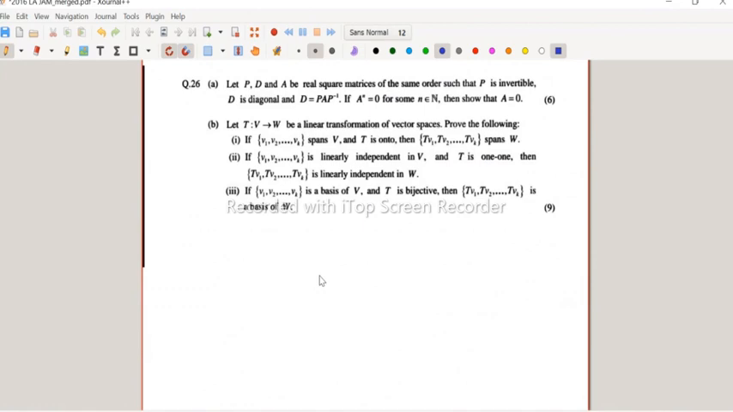Okay, again we have to discuss some relations. We have to discuss diagonal matrices and related things. So we will come to this problem later. We have to study what is diagonalizable and other things.